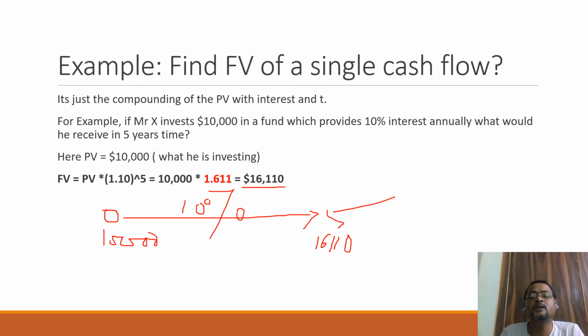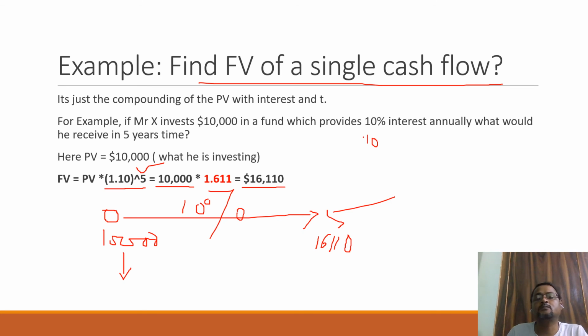If the interest rate is changed, the value will be changed because the compounded value factor will be changed. The formula is present value 10,000 times the compounded value factor, 1.10, because 10% is 0.10, to the power 5, and the number of years is 5. So this is the future value of a single cash flow because we have a single cash flow. If you have more than one cash flow, then the future value and present value of such cash flows will be calculated differently. We will discuss that in the next session.